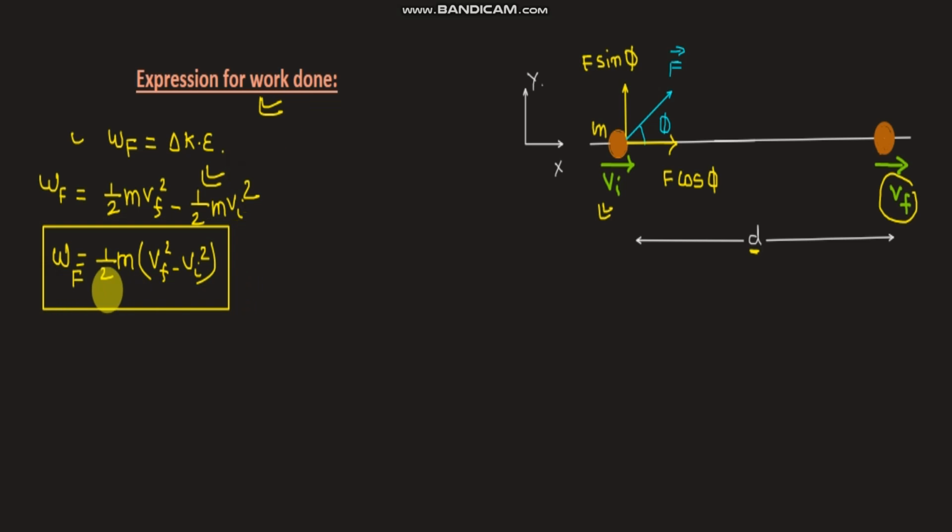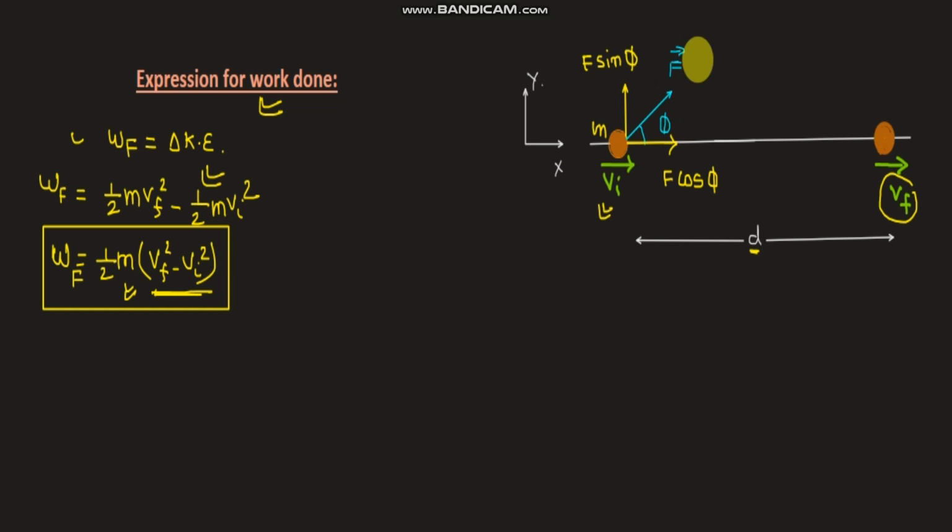Okay, so let's start. The mass m is given, and if we find the value of v final square minus v initial square, we can put those values here and find the value of work W_F, that is, the work done by the force F. So how can we find the value of v final square minus v initial square?